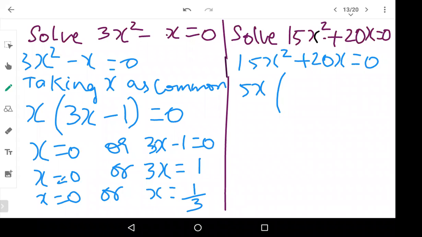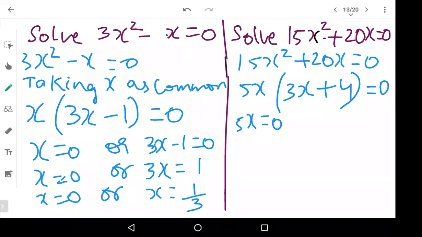Okay, so if you take out 5x, 5 3s are 15, so I'll have 3x inside, plus 5 4s are 20. So 3x plus 4 is equal to 0. So what will happen? Now I can divide this. So 5x is equal to 0 or 3x plus 4 is equal to 0.